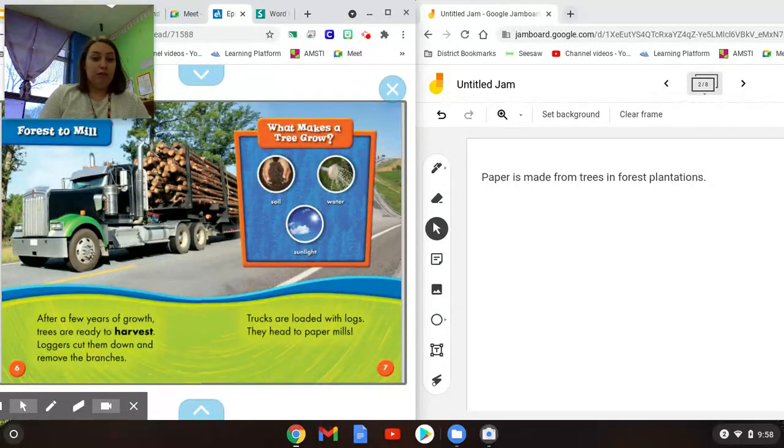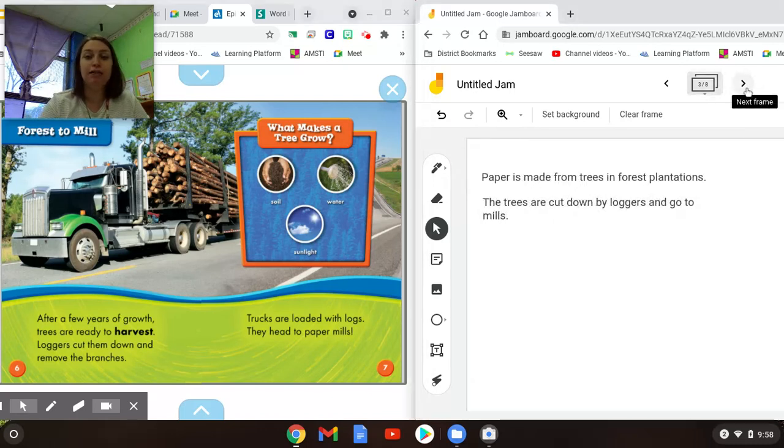After a few years of growth, the trees are ready to harvest. Loggers cut them down and remove the branches. Trucks are loaded with logs. They head to the paper mills. So on this page it told me the trees grow for a little while and then loggers cut them down and they take them to the paper mill. So I'll write that down. As my next step, the trees are cut down by loggers and go to mills.